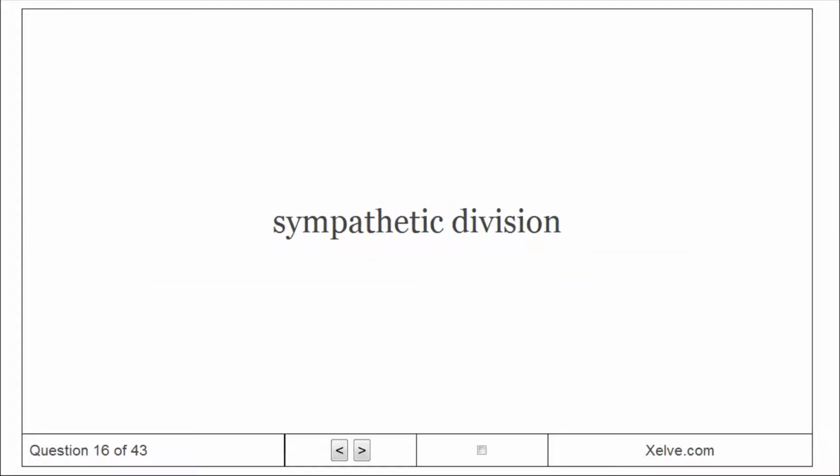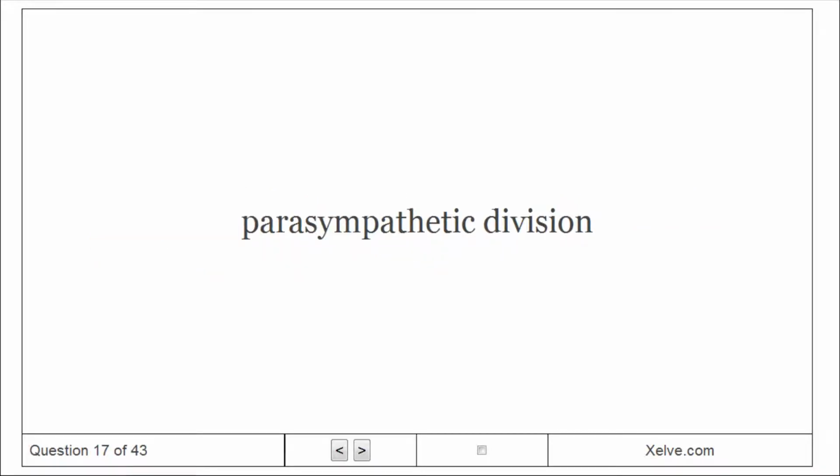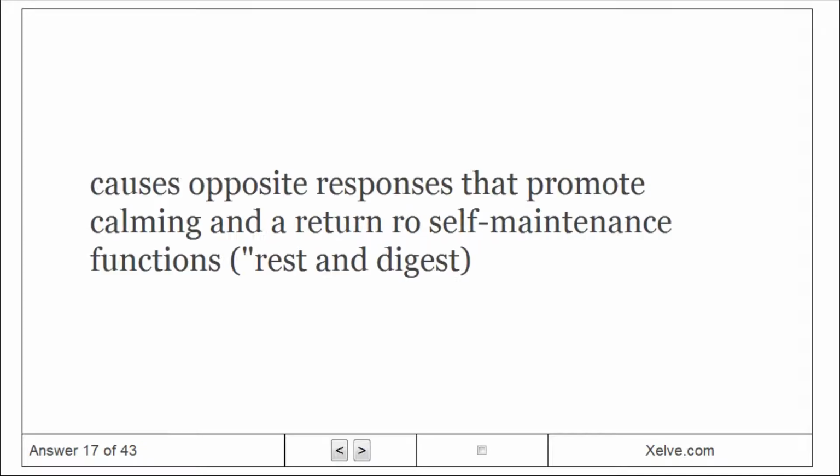Sympathetic division corresponds to arousal and energy generation. Parasympathetic division causes opposite responses that promote calming and a return to self-maintenance functions, rest and digest.